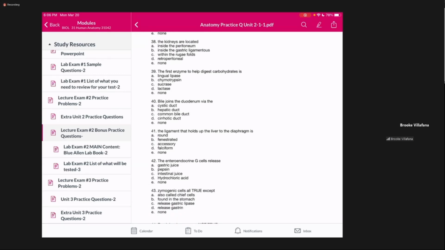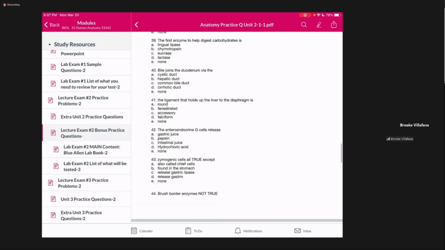Question 38, the kidneys are located where? Inside the peritoneum, inside the gastric ligamentous, within the rugae folds, or retroperitoneal, or none? If you said retroperitoneal, that would be correct. Remember that the kidneys are the only organ in the abdominal area that's not located inside of the peritoneum. They're located retro, or behind, the peritoneum in your lower back. So D would be correct.